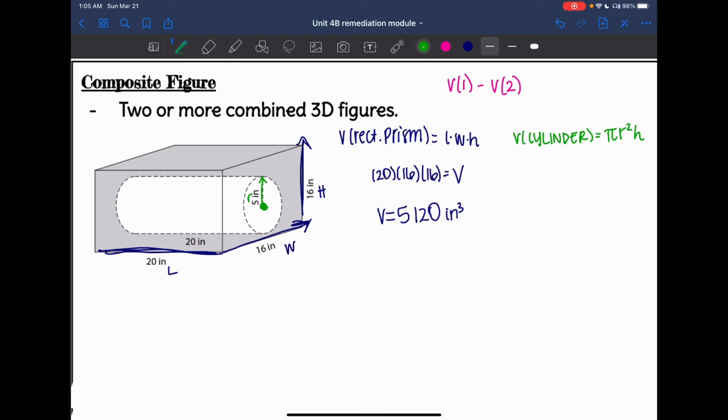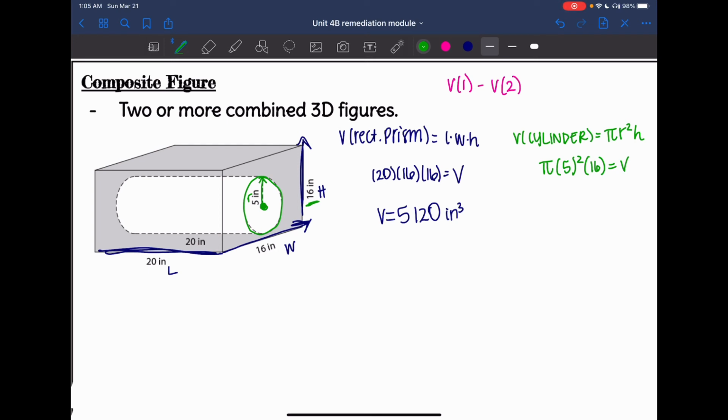I'm going to imagine that this cylinder spans the whole height of our box. It doesn't look like it right now, but imagine that it does, for the sake of this problem. So I'm going to multiply pi times r squared times the height, which is 16, equals my volume.